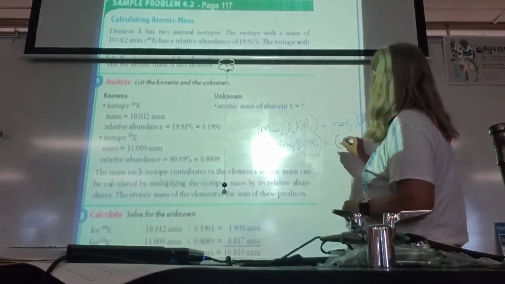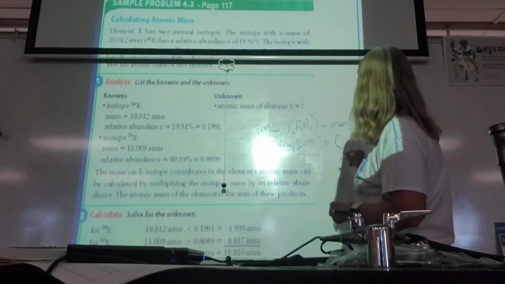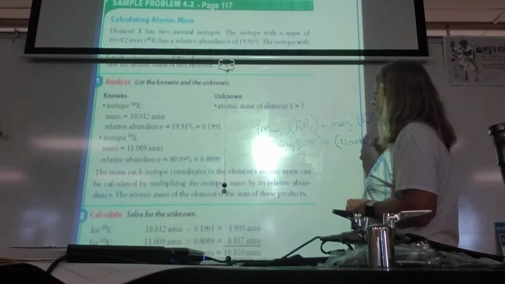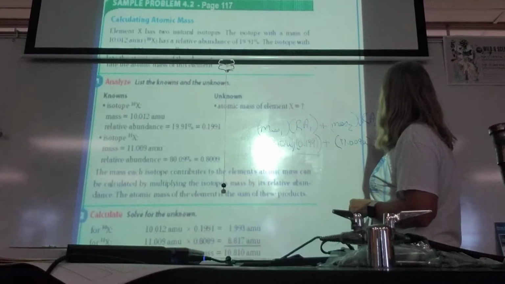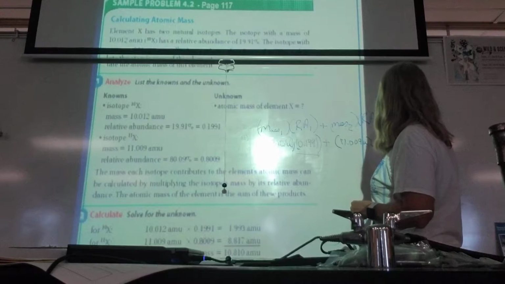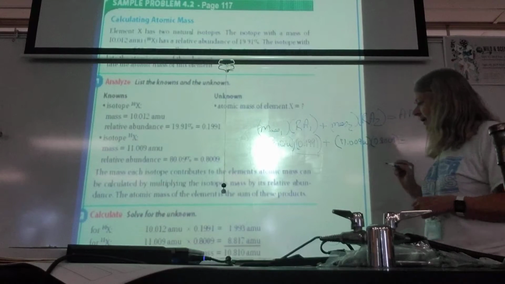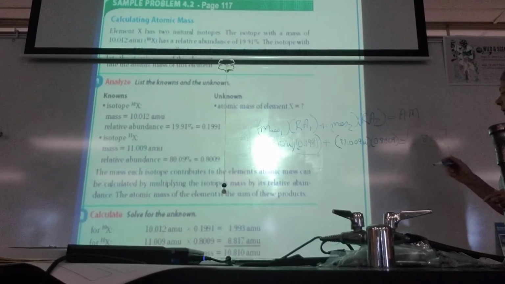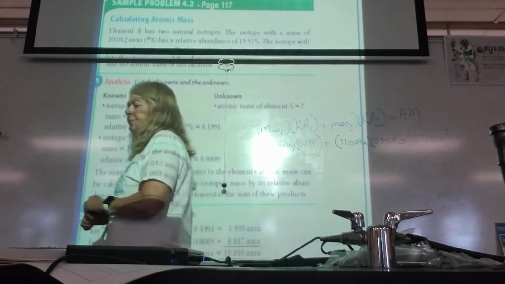And then my second mass is 11.009 times 0.8009 equals, they've done our math for us, 10.810 atomic mass units.